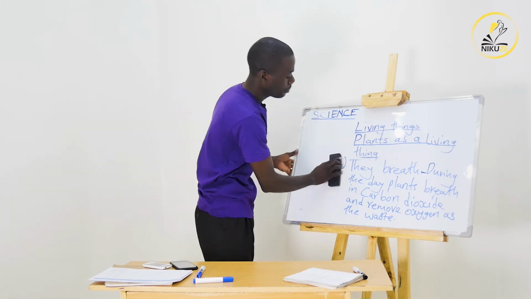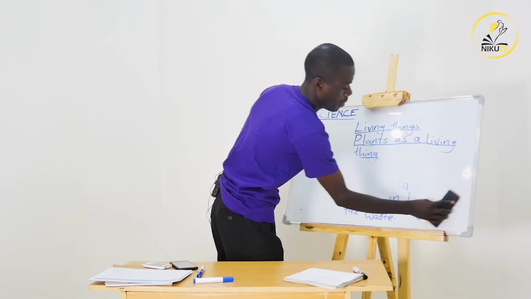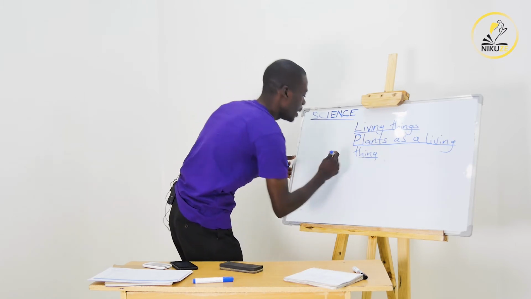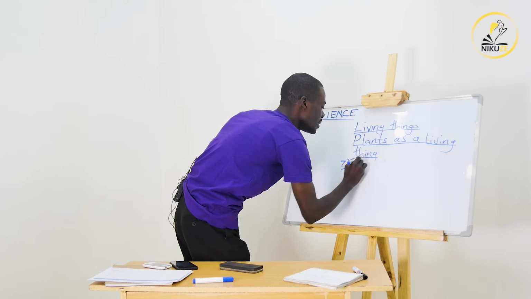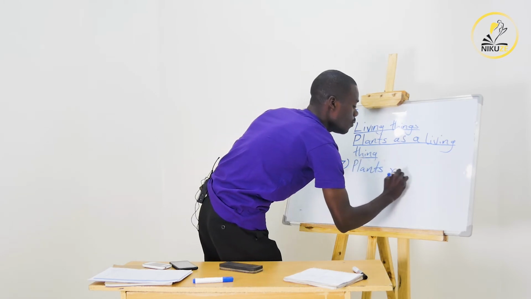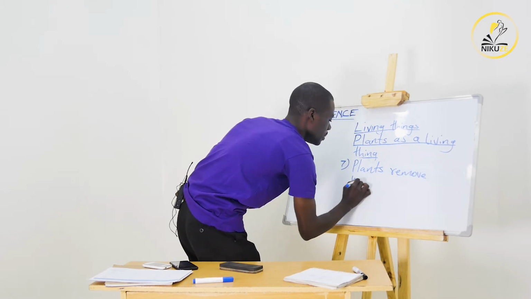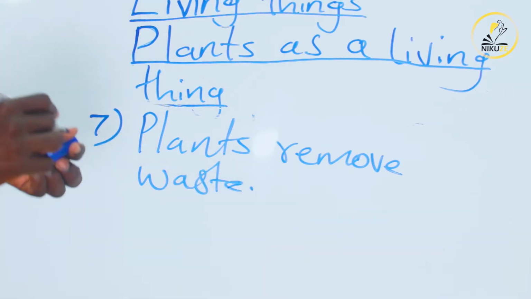Next point, that is point 7. We are saying plants remove waste.